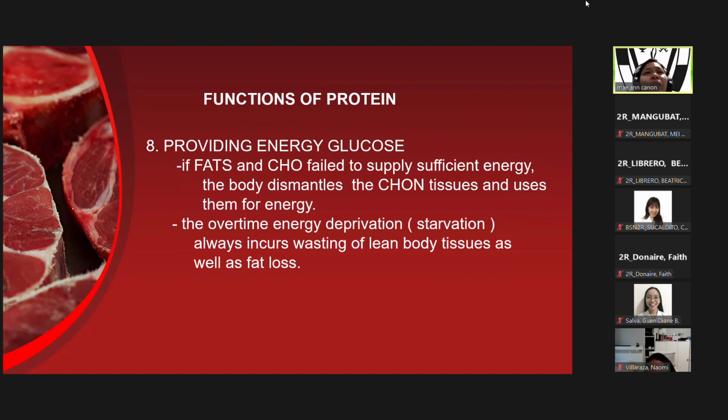To provide energy, glucose. If fats and carbohydrates fail to supply sufficient energy, tutulong si protein. Okay, so the overtime energy deprivation or starvation always incurs wasting of lean body tissue as well as the fat loss. So kapag dili enough si carbohydrates, dili pod enough si fats, so si protein, they will be our spare. Okay, to help us continue our energy support sa atong day by day activities.